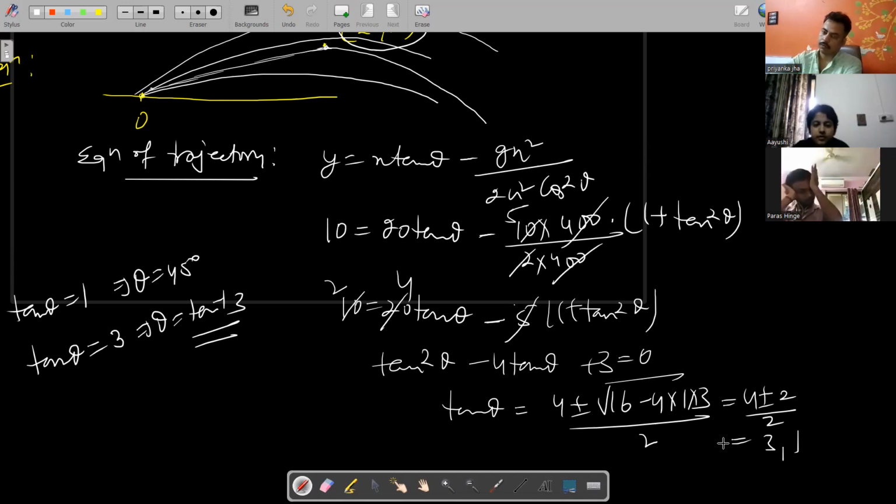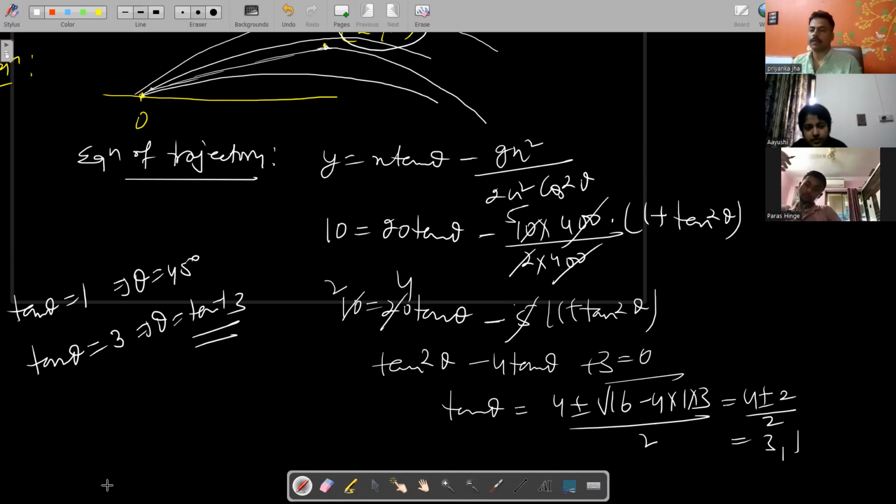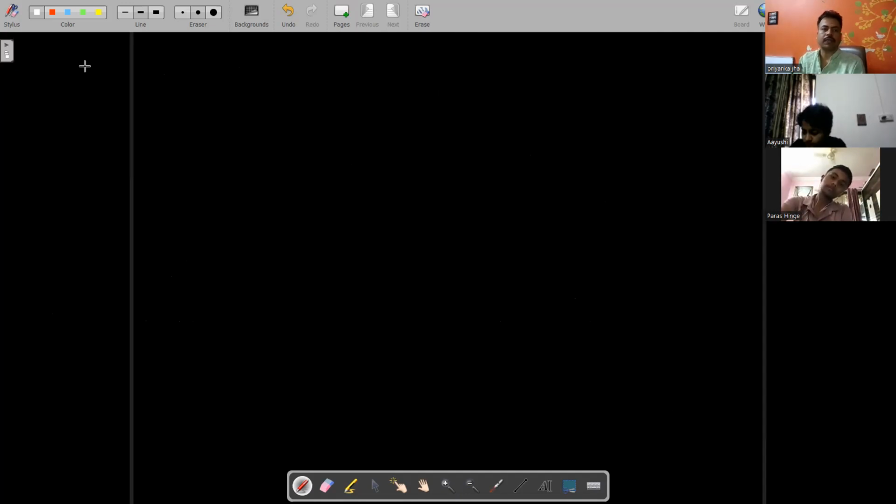If we don't know the value of the angle when tan theta is 3, we can just say tan inverse 3, because 3 is not a standard angle. So done. Paras, you are also done? Yes, sir. Let's take one more example.